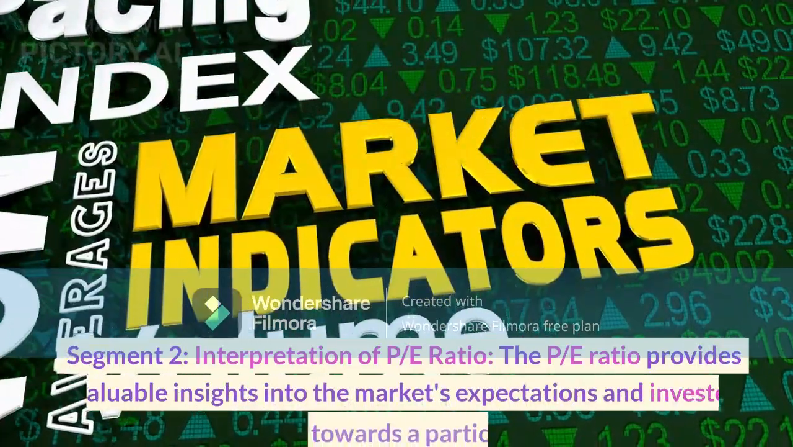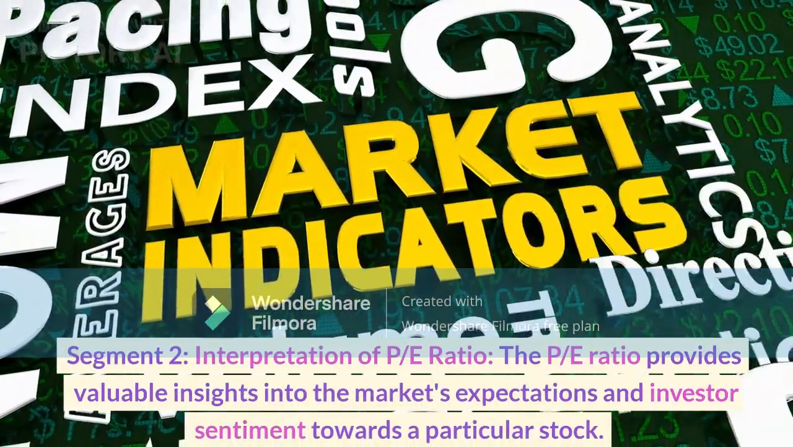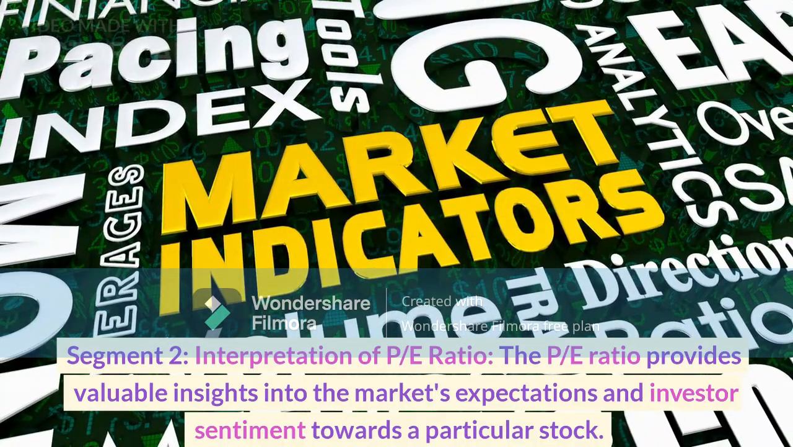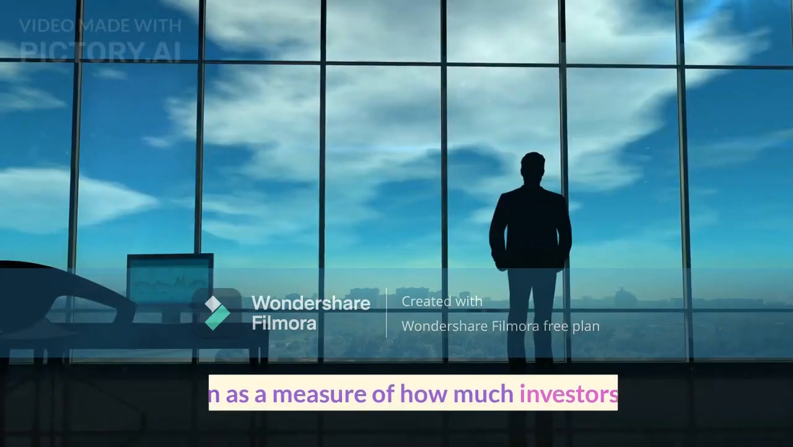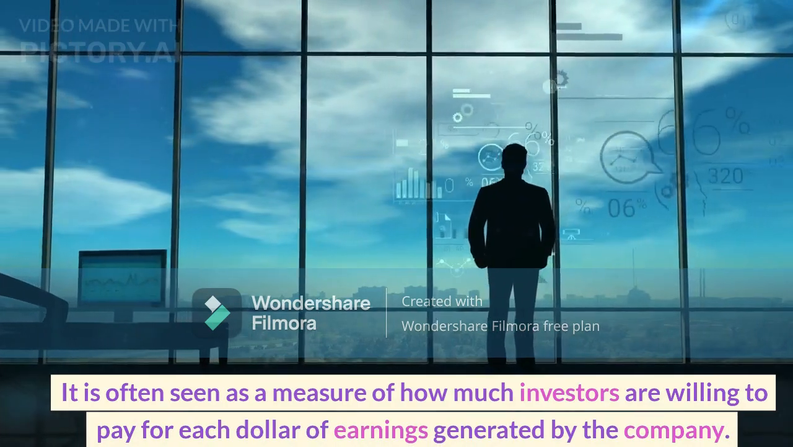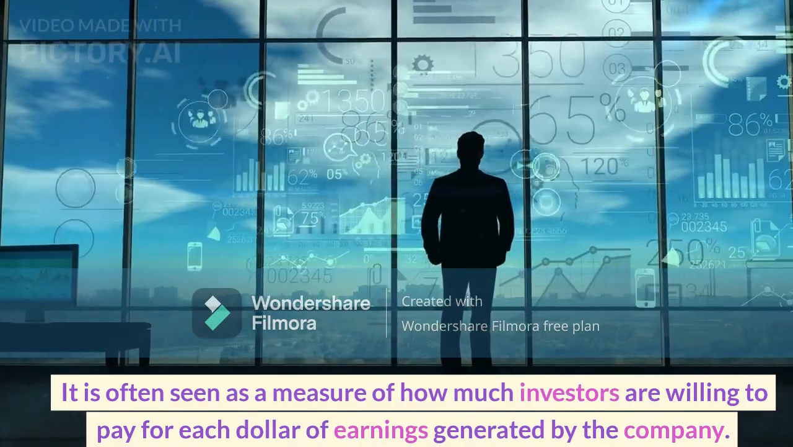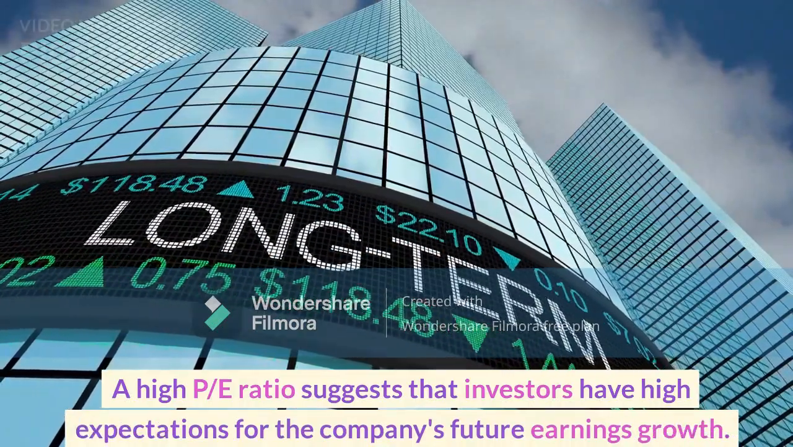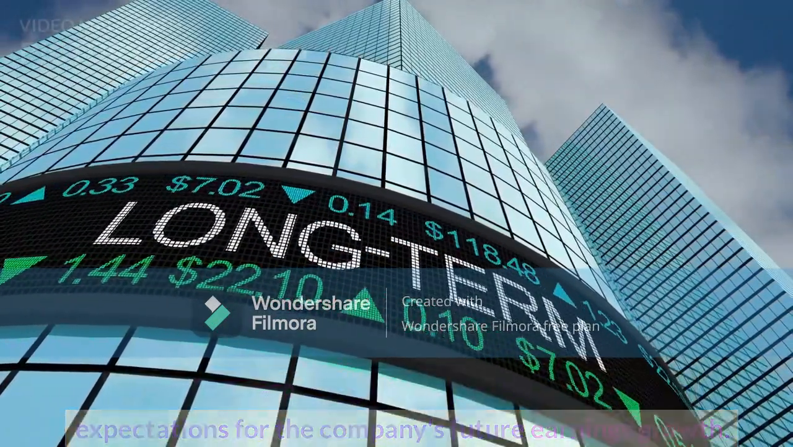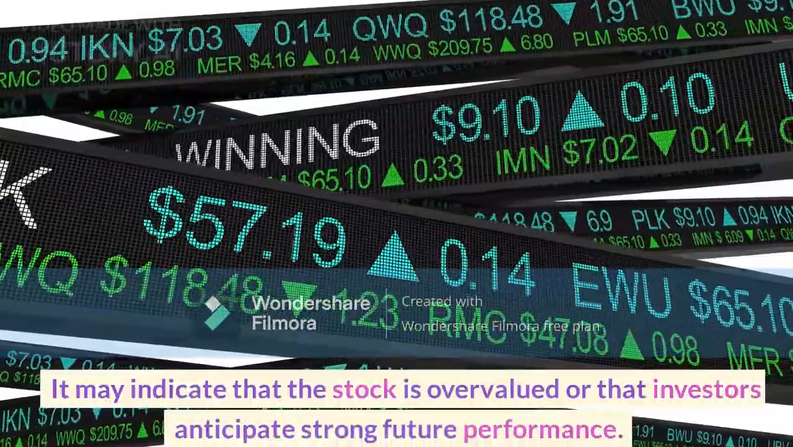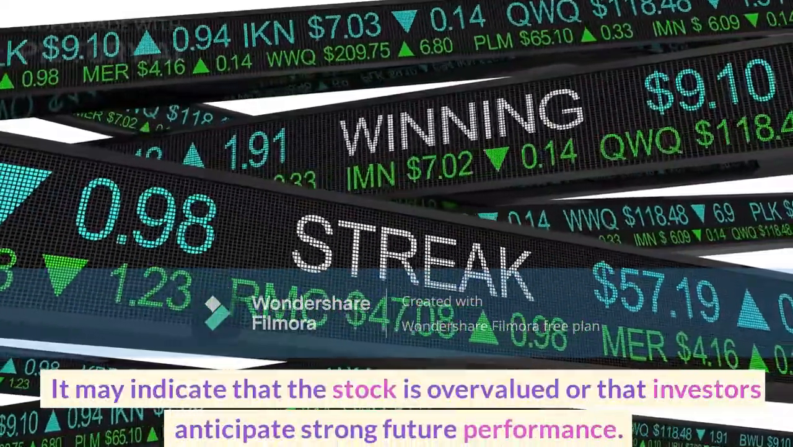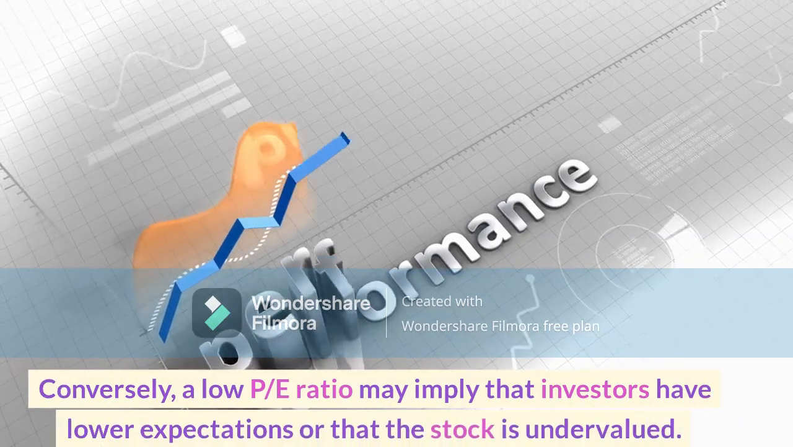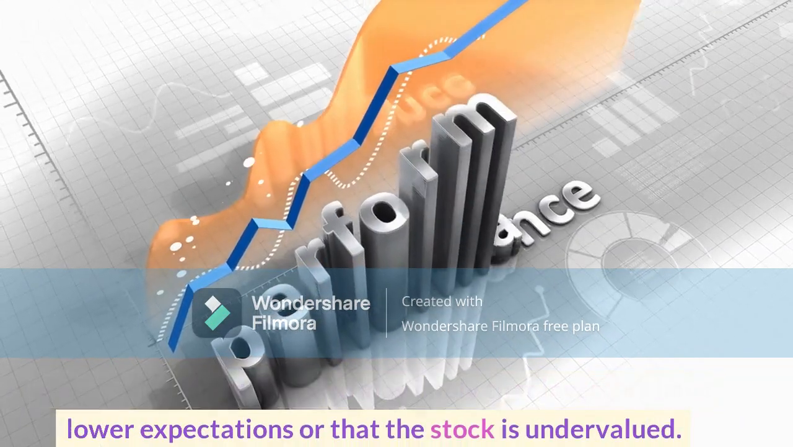Segment 2. Interpretation of P/E ratio. The P/E ratio provides valuable insights into the market's expectations and investor sentiment towards a particular stock. It is often seen as a measure of how much investors are willing to pay for each dollar of earnings generated by the company. A high P/E ratio suggests that investors have high expectations for the company's future earnings growth. It may indicate that the stock is overvalued or that investors anticipate strong future performance. Conversely, a low P/E ratio may imply that investors have lower expectations or that the stock is undervalued.